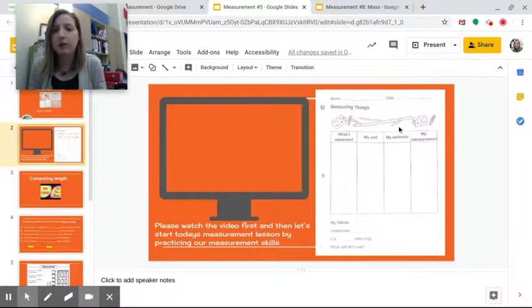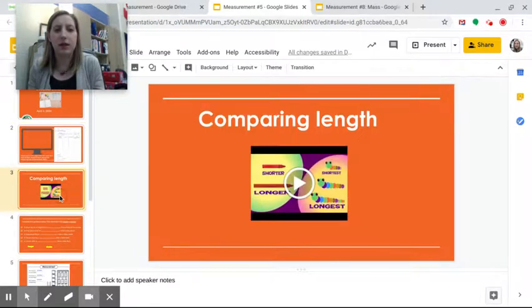Your estimate. So your estimate is how long do you think it's going to be? So how many spoons long is it going to be? And then your actual measurement. Pick about maybe 3 things for this, 3 to 5. And then you can move on to here, to the next one.